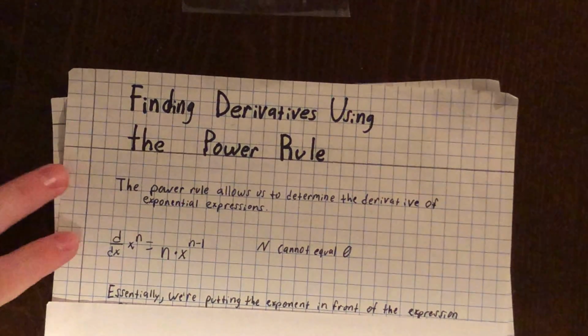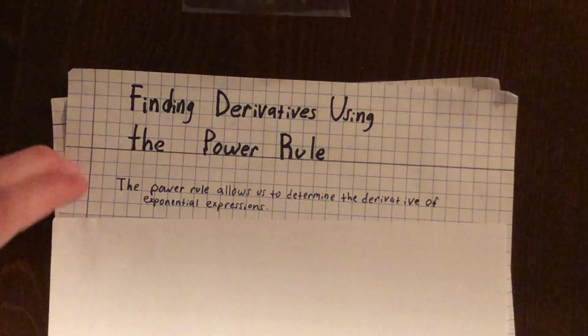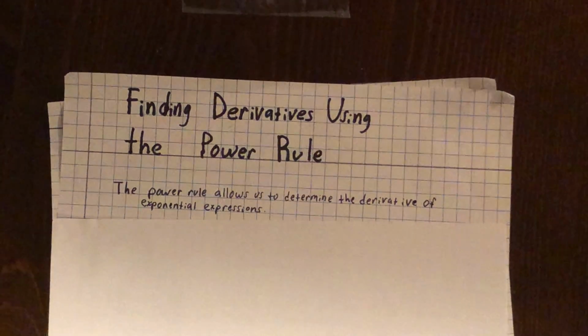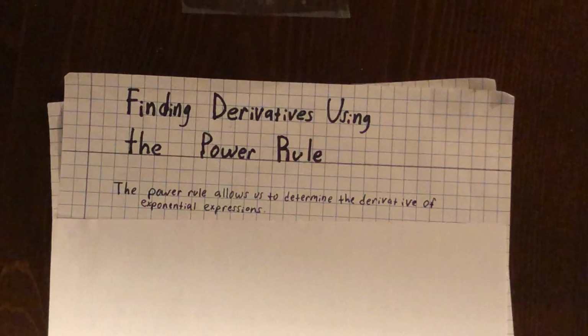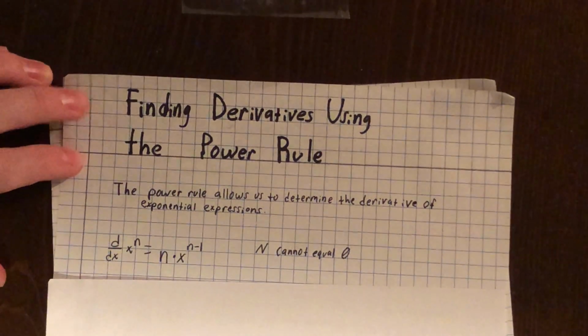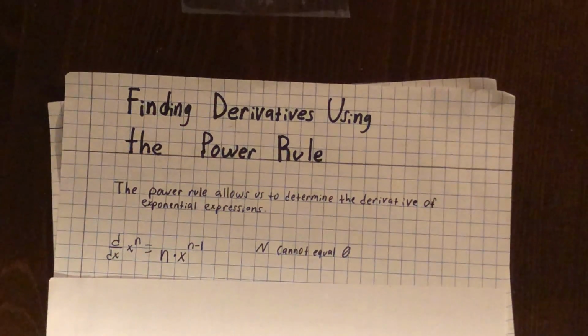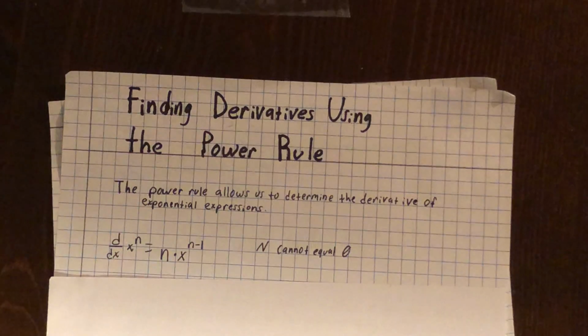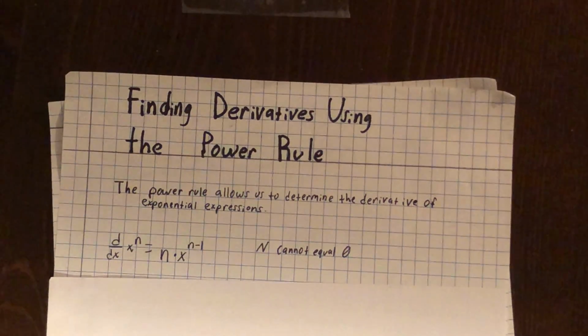I will be doing my video on finding derivatives using the power rule. So the power rule allows us to determine the derivative of exponential expressions. It's got a formula right here. It says d over dx, which is the derivative of x to the n power, equals n multiplied by x to the power of n minus 1. And n cannot equal 0.